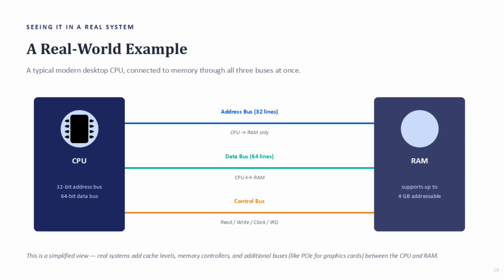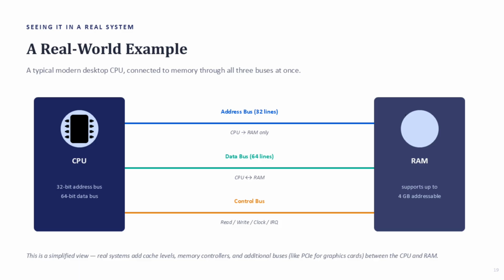Finally, notice the control bus. Although it isn't shown with a numerical width like the other buses, it carries several important signals, including read, write, clock, and interrupt request. Together, these signals coordinate every communication between the CPU and memory. Now, pay attention to the note at the bottom of the slide. This diagram is intentionally simplified for learning purpose. Real computer systems are more sophisticated.